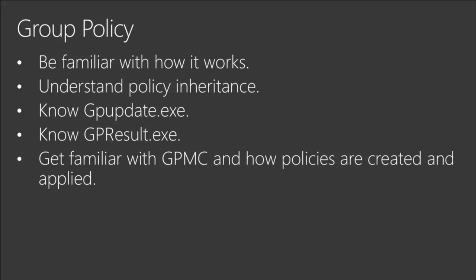You've got to know a little bit about GP update to force updates down to your machine instead of waiting for the cycle to come around. You also need to know how to report on that on the local machine to see, is it updating? When was it last updated? So again, some command line programs, GP result will help you. If you can try out Group Policy Management Console to get familiar with the UI, better still.